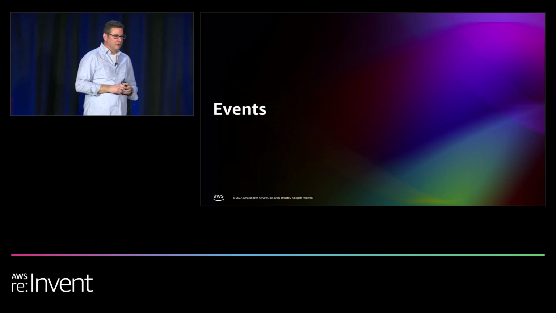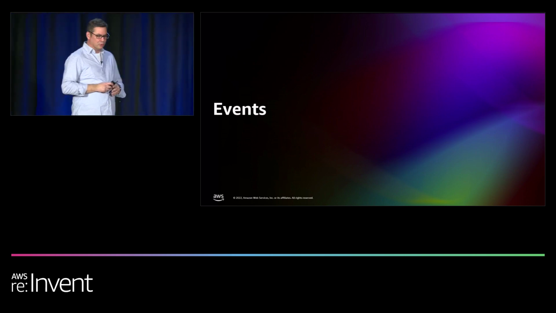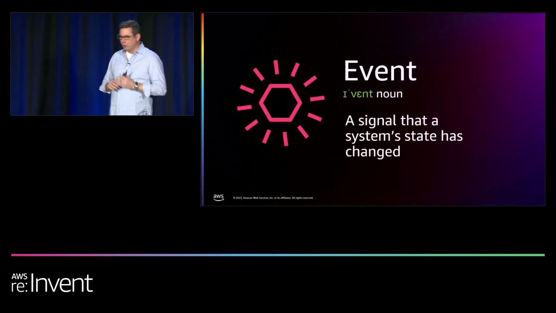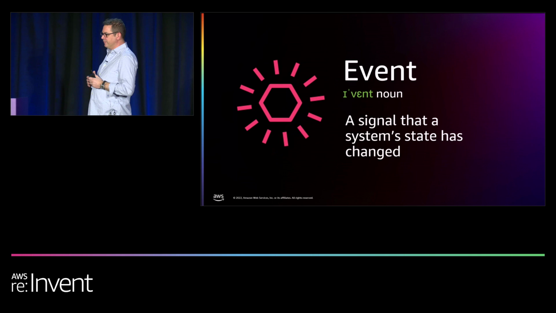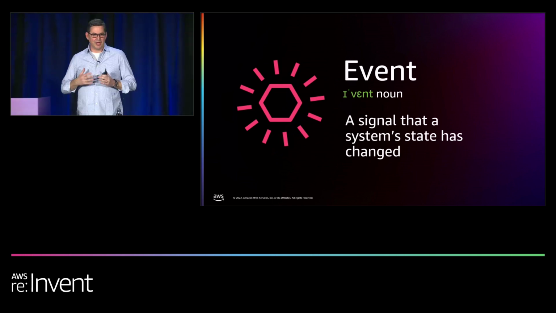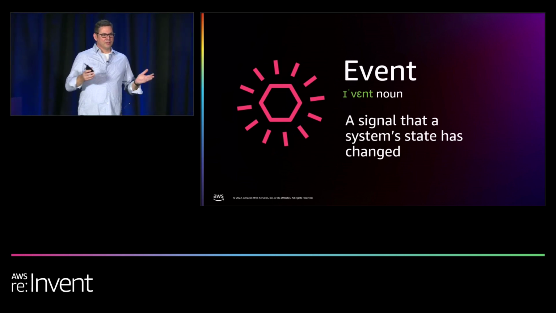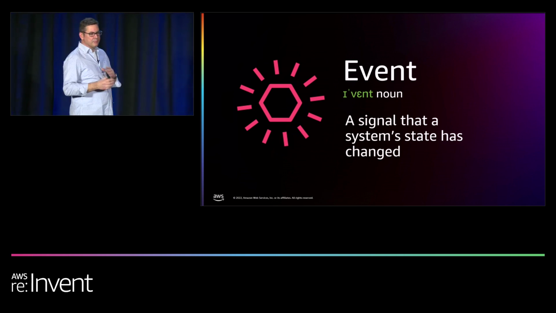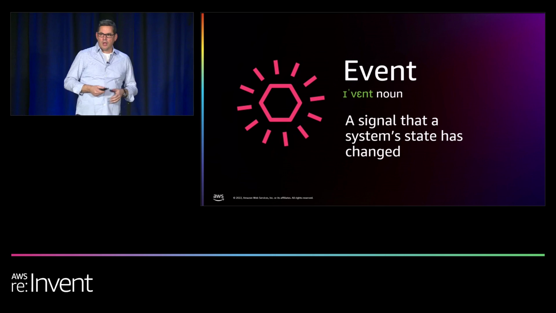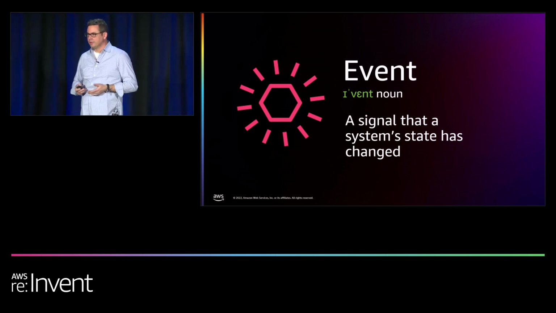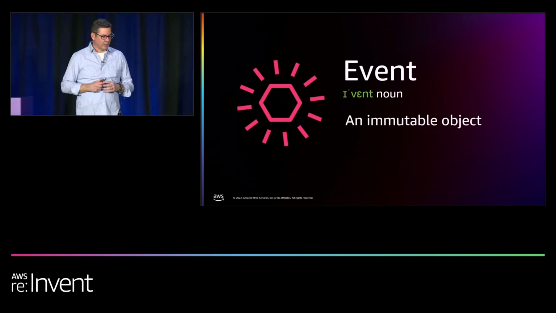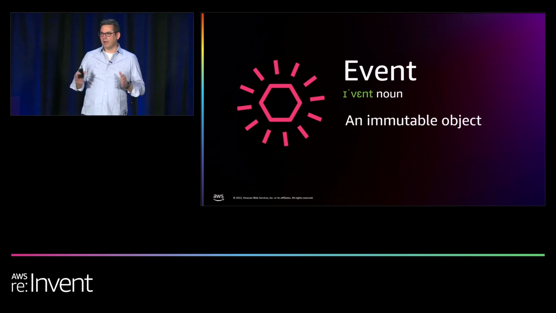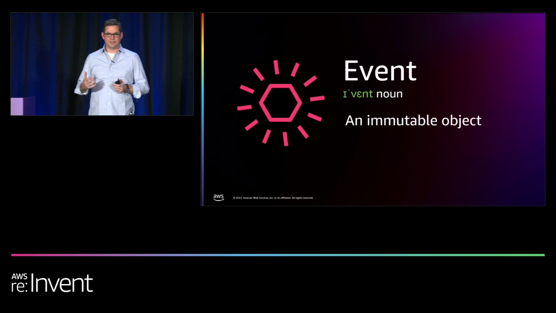Now, this leads me on to a quick but important discussion around events. In almost every presentation I've delivered on EventBridge and event-driven architectures, I've included this slide with this definition. An event is a signal that a system state has changed. And while this is technically true, it's actually more than that. An event is an immutable object. Now, this is often an overlooked characteristic of events.